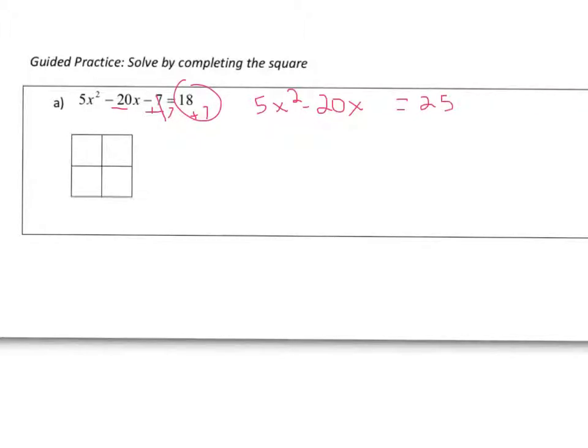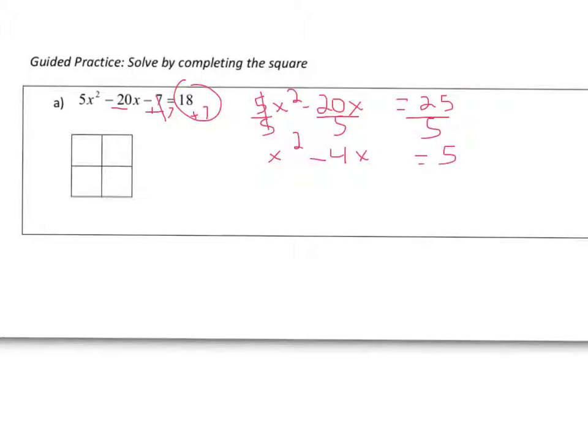We also know that 5 isn't a perfect square. There's nothing I can square to get 5. So we need to get rid of that first. So, or the second, I should say. We got rid of the 7. Now we're going to cancel out the 5. So everything is divided by 5. That cancels. And I get x squared minus 20 divided by 5 is 4. And then 25 divided by 5 is 5.